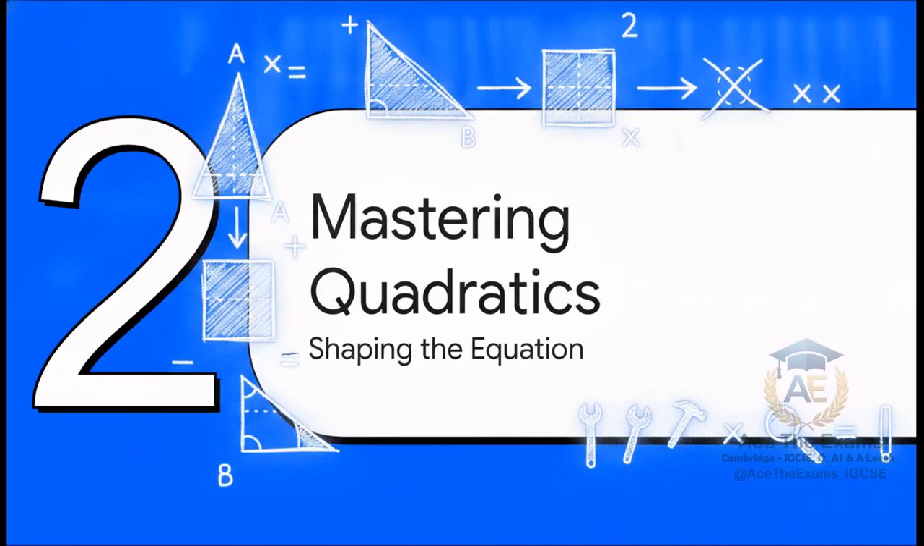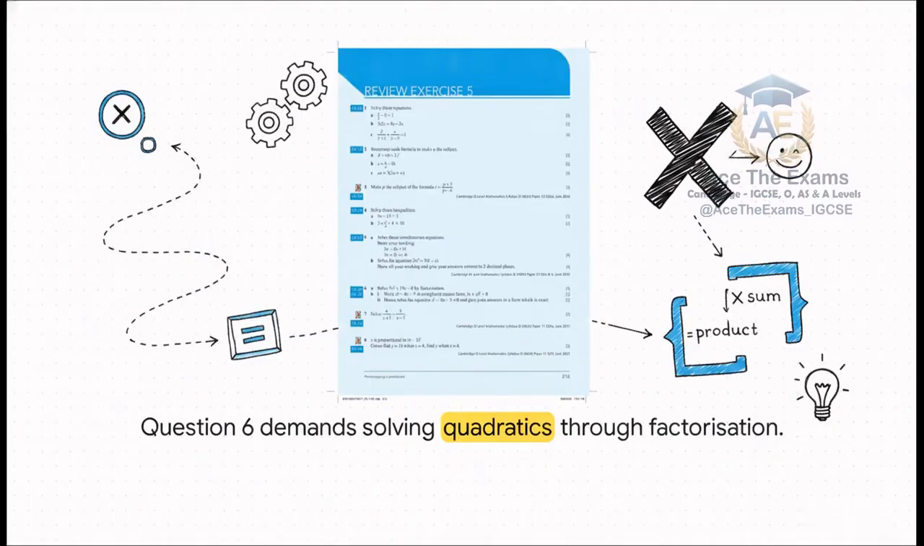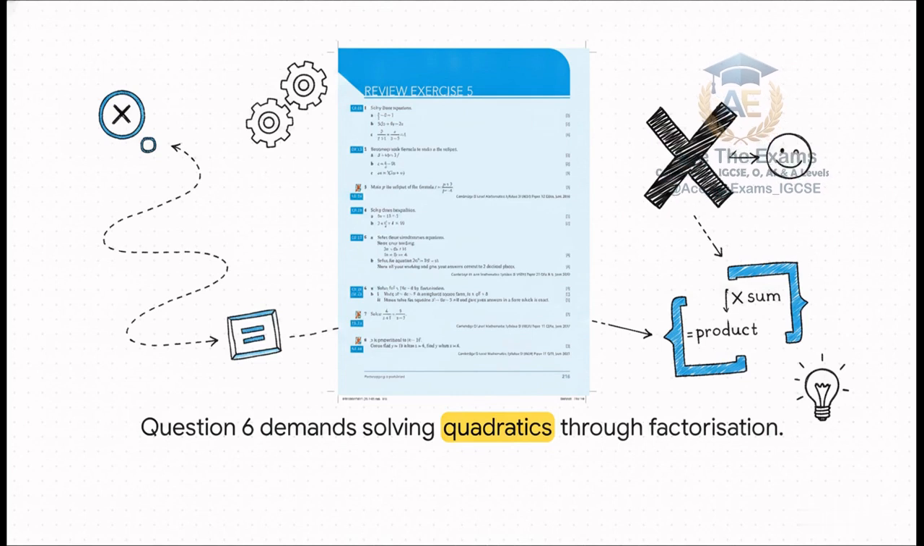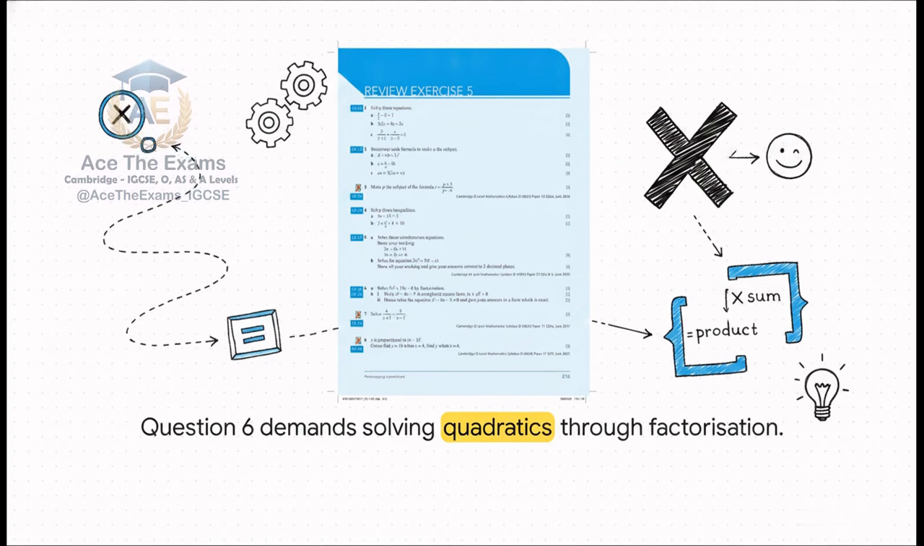Section 2. Mastering Quadratics, Shaping the Equation. This is where we see a massive difference in how students approach math. Quadratics aren't just one static thing, they are shapeshifters. Depending on the command word, you have to choose the exact right tool to mold the equation into the required form. Notice how the review exercise brilliantly illustrates 2 completely different approaches for the exact same type of math: factorization and the completed square form.